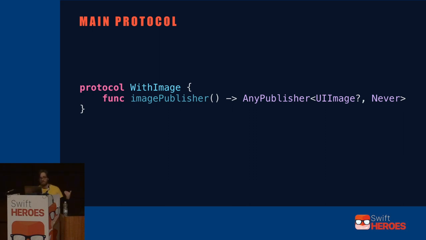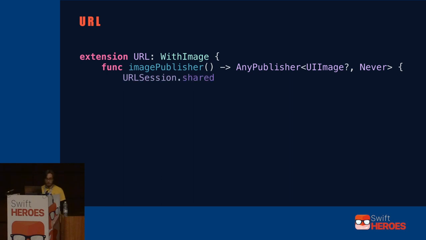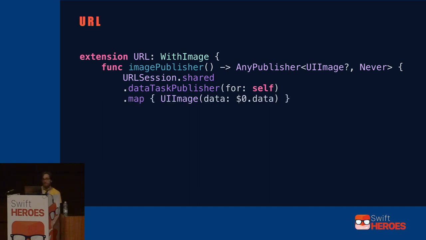So let's start by defining our main protocol. I call it, with a lot of fantasy, WithImage, and it's going to force you to implement an imagePublisher returning an AnyPublisher stream with an optional UIImage as output value, and we don't want that stream to ever error out. So the first thing is to find a way to actually download the images from the net. What is the main object for downloading images? It's the single starting point, it's the URL. So if we conform URL to WithImage, we can declare the imagePublisher over it. And then, like I showed before, we can create a data task publisher starting from self. Then each time, it will be once, but it's not important at this moment.